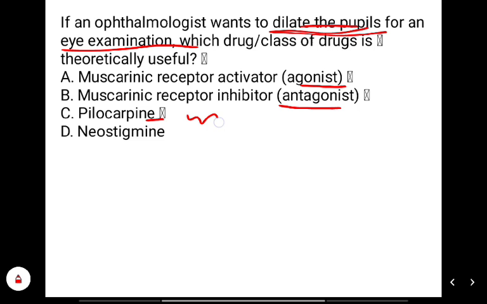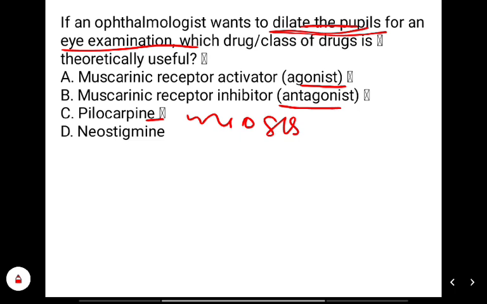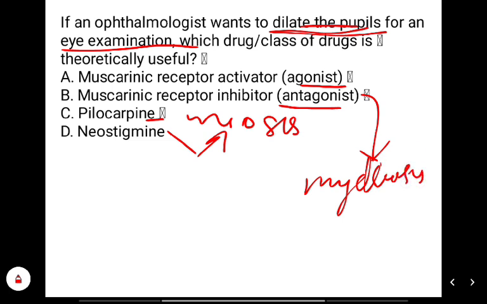It causes miosis, whereas we need dilation. Anticholinesterase inhibitors, neostigmine or pyridostigmine, will also cause miosis. Muscarinic antagonist will relax and they will cause mydriasis. So the option B is correct.